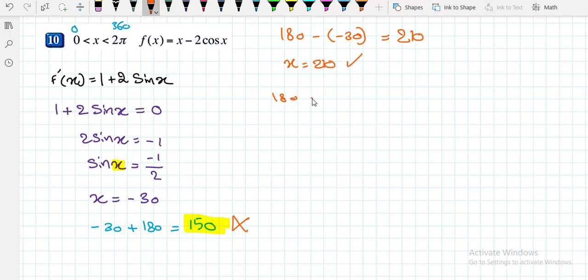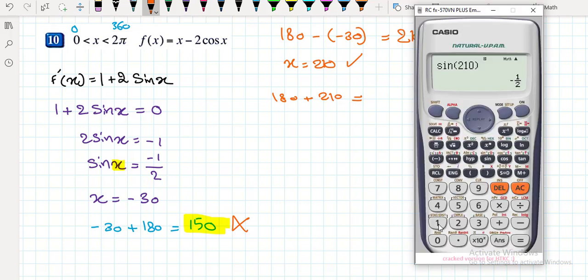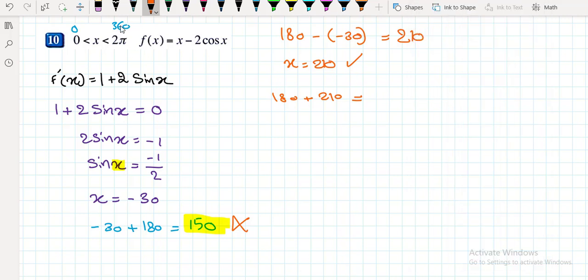180 plus 210 gives the result 390. 390 is not in the interval, and if we subtract, we will get plus 30, which is also not a possible answer. Then this 210 itself is the answer. It does not lead to any other possible answer. Then we just go back to the negative 30.